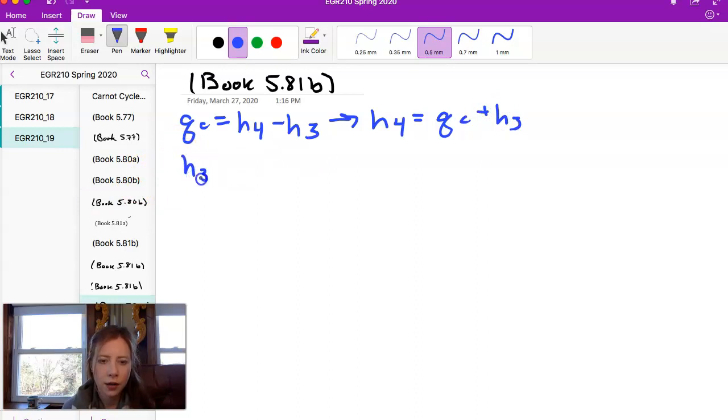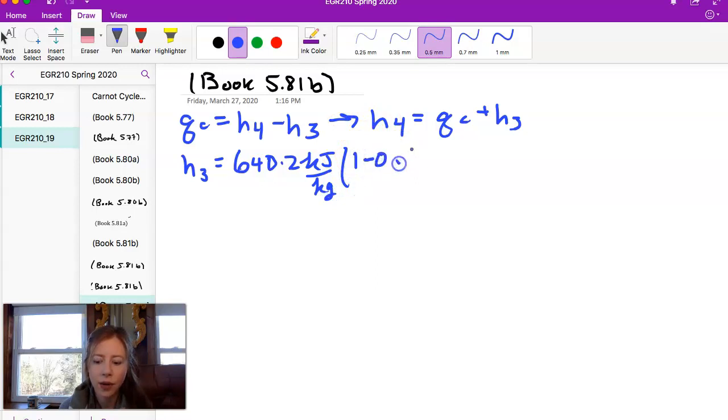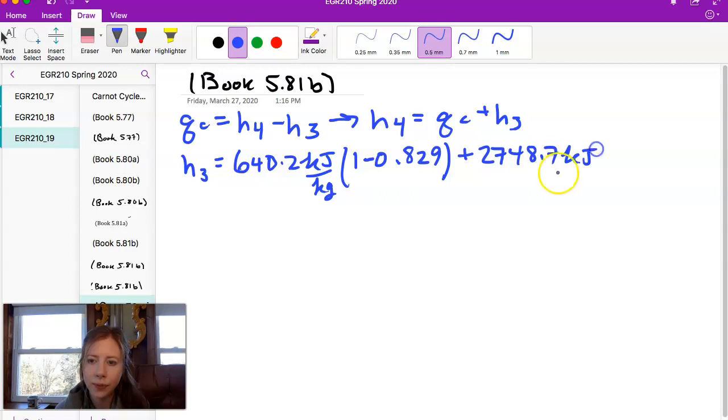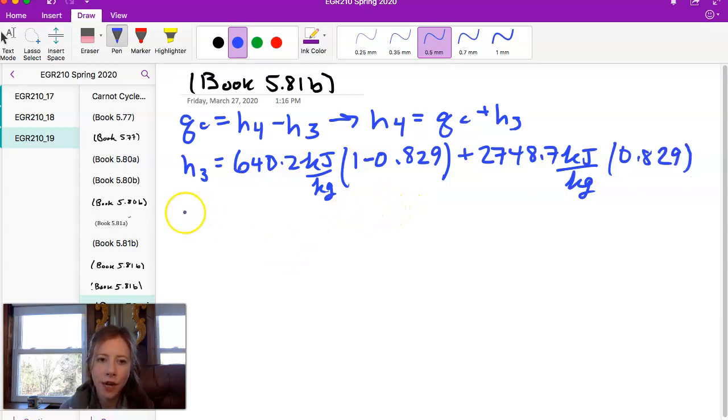So H3 is going to be equal to, so we're using our tables here, H3 sub F, which is, if we look up in the table, 640.23 kilojoules per kilogram, times 1 minus X sub 3, which is 1 minus 0.829, plus H sub G there, so that's going to be 2748.7 kilojoules per kilogram times 0.829. So H sub 3 is equal to 2,388.2 kilojoules per kilogram.